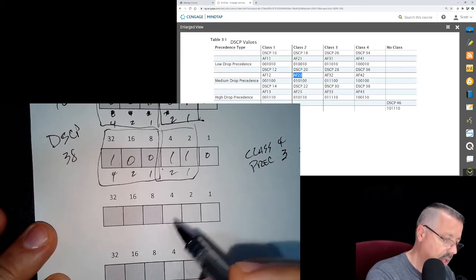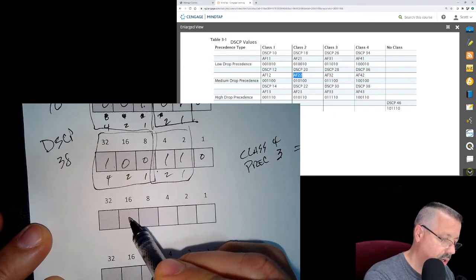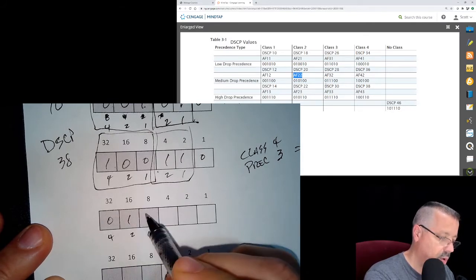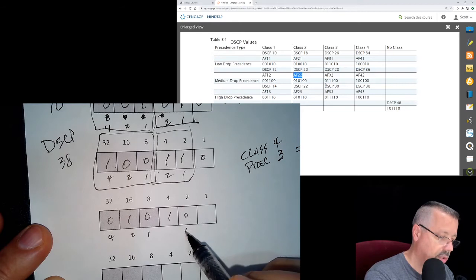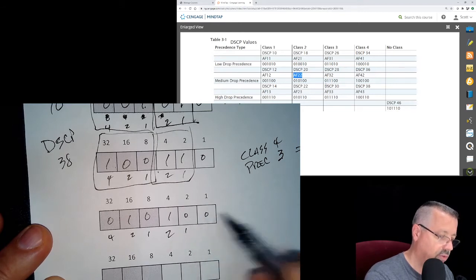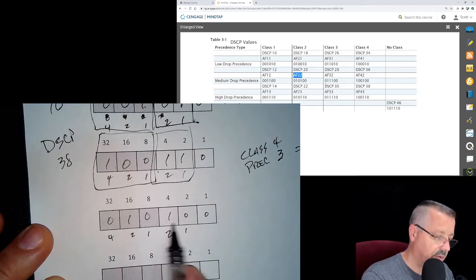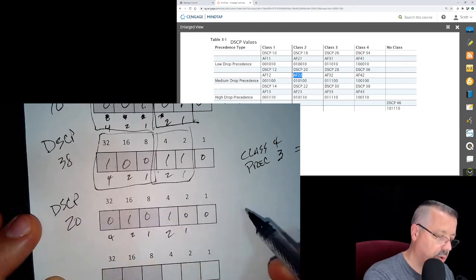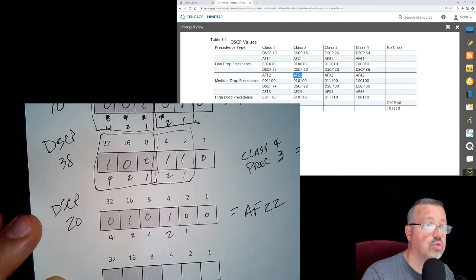See if we can do this. So 2 would be 1, 2, 4 would be 2 and 2, because that'd be 1, 2 and 0. So that'd be 16 and 4. So that would be 20. DSCP 20 equals AF 2 2. And there we have DSCP 20 is AF 2 2.